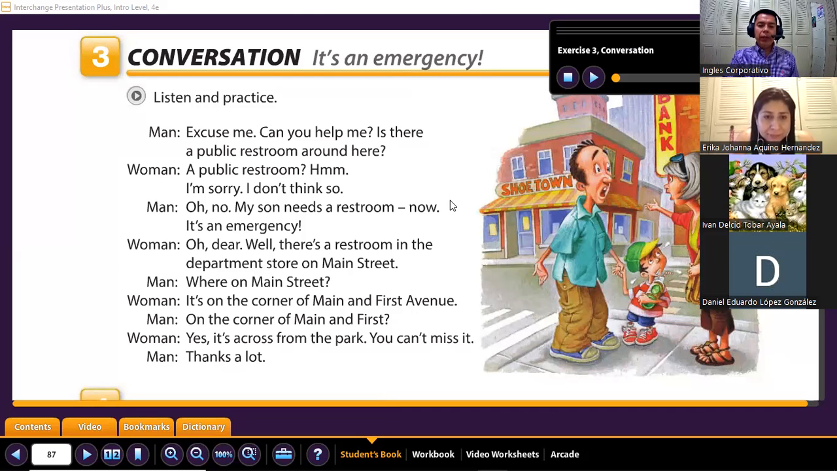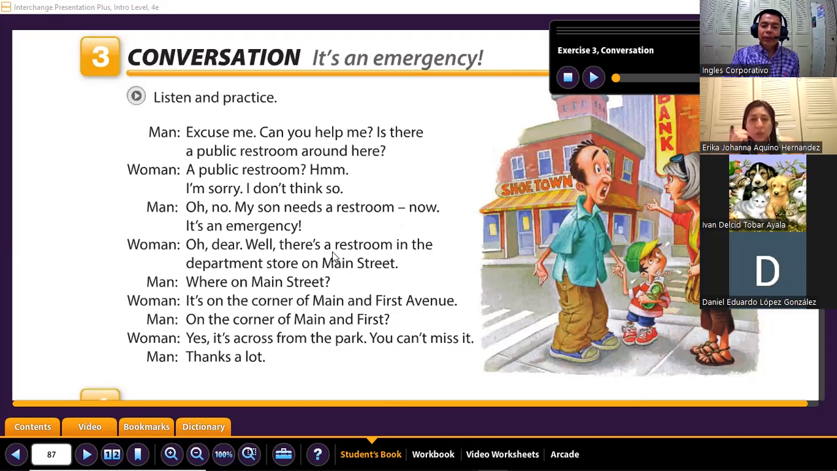Is there a public restroom around here? A public restroom. I'm sorry. I don't think so. Oh no. My son needs a restroom now. It's an emergency. Oh dear.